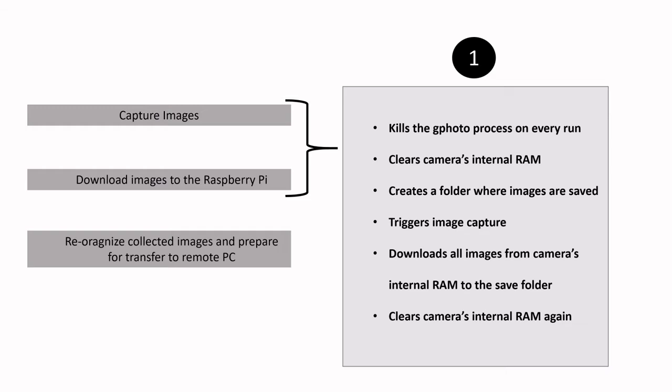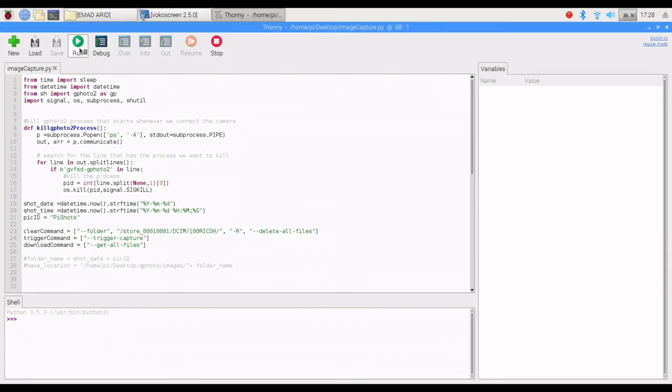After this, the camera's RAM is cleared, and then a folder is created, and this folder will contain the captured images. Then an image capture command is triggered, and those images are downloaded to that saved folder. And lastly, the camera's RAM is cleared again. To show this process, the image capture Python script is run.